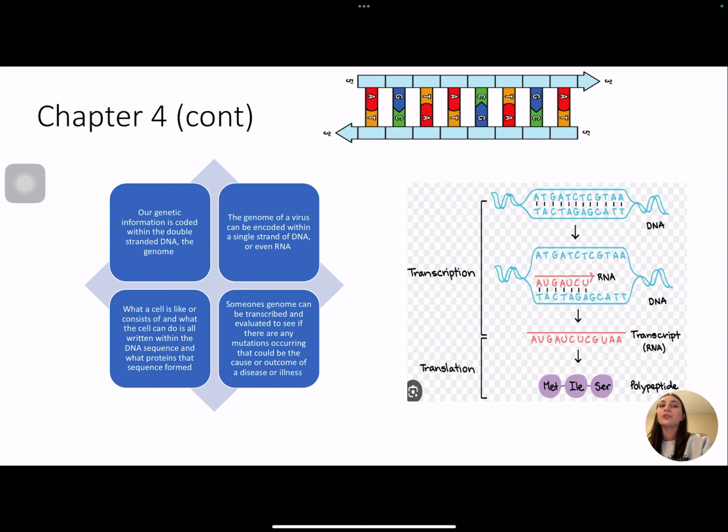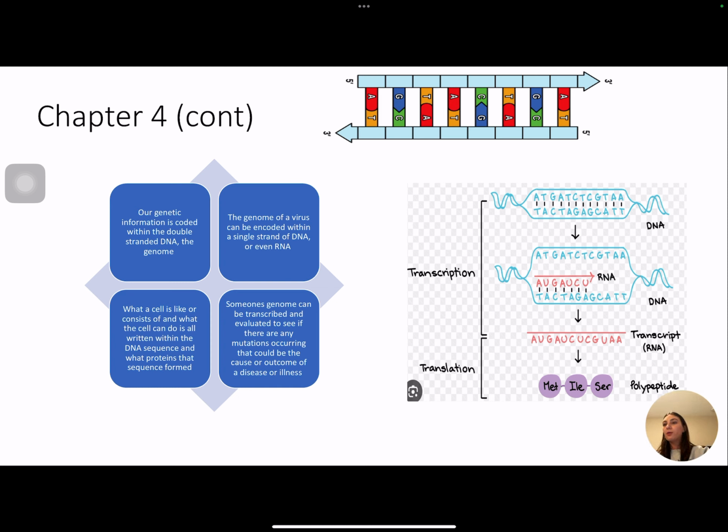Someone's genome can be transcribed and evaluated to see if there are any mutations occurring that could be the cause or the outcome of a disease or illness. That top photo is showing the DNA structure, in very basic form, going from the 5' to 3' direction, and then that bottom strand is going the opposite direction with its complementary base pairs.